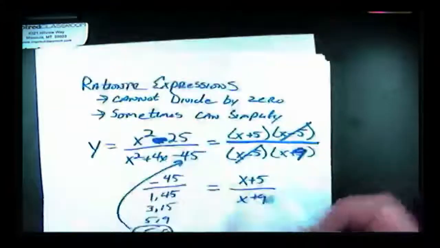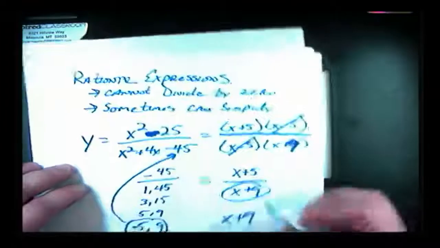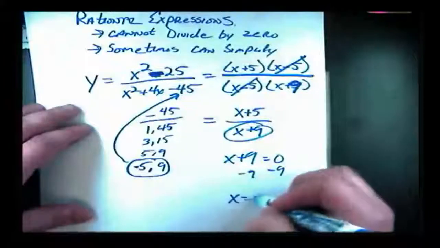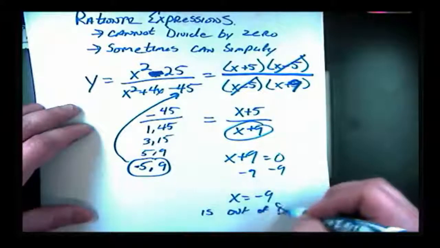Once again, if we want to find out the domain restriction, we take this part and set it equal to 0. Minus 9 from both sides, we get x equals negative 9 is out of domain.